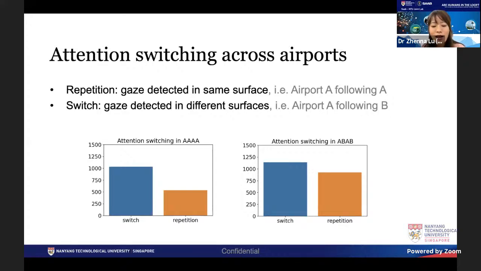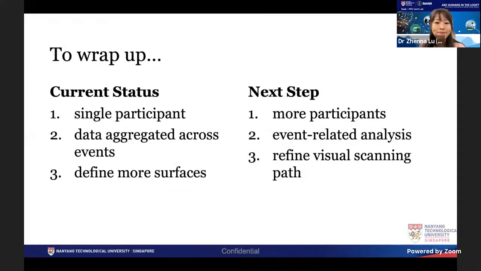Partly this is because I didn't include enough surfaces to look at the scanning behavior. And for our study, we've only used 1 controller, and it's not enough to generalize the result to other controllers. And we didn't break down the data based on different events. So when a controller is doing random visual scanning, and when he's looking at an aircraft, all data points were aggregated together. That partly explains why, from my results, I didn't see a big difference.